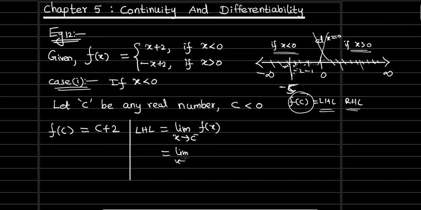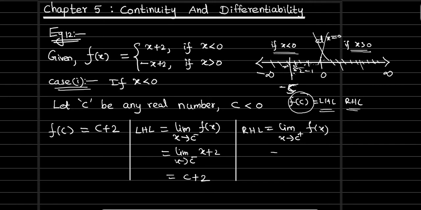So limit x approaching c from the left hand side, f of x is x plus 2. Now applying the limit, the result is c plus 2. Now the right hand side limit, we are going to find out the same way. Limit x is approaching c from the right side. Then f of x. Of course, the right side close values of the c also will be smaller than 0. Then the suitable function is the first function. Then replacing f of x with the first function and applying the limit, we are getting c plus 2.